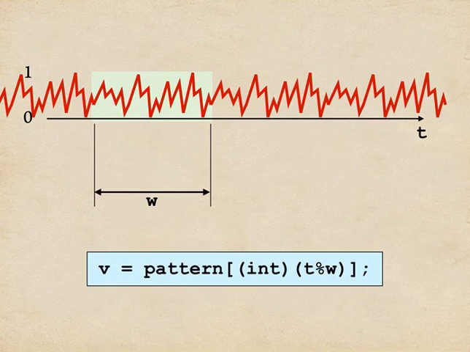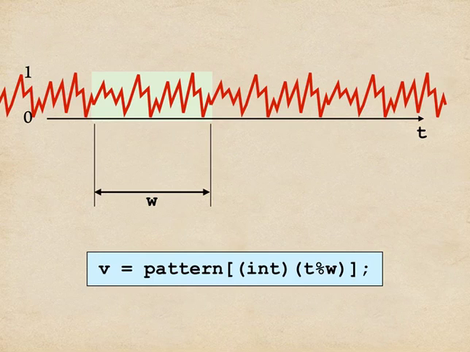So if pattern is my array of floats, then the index I want is the integer value. Remember that open paren int close paren says whatever follows me should be interpreted as an integer. Throw away any floating point. So we take t mod w, which gives us back a number between 0 and w, and then we take the integer value of that, and that's the index into the pattern.